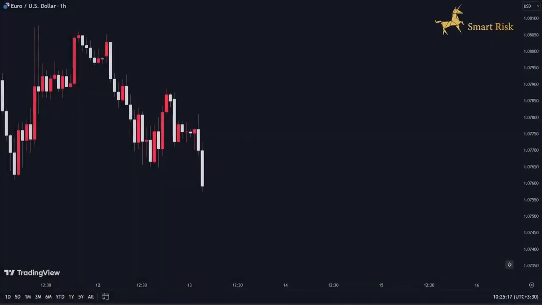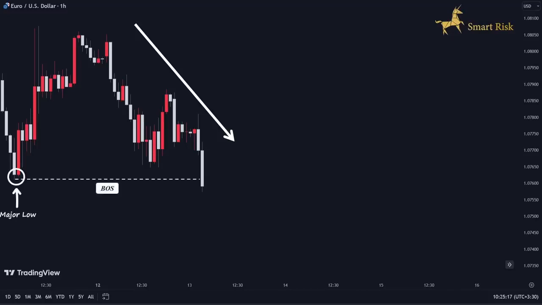So here we have the Euro-Dollar 1-hour chart on the screen. As you can see, price's dominant direction is bearish. For identifying fair value gaps with high probability, firstly, we need to wait for the price to form a valid break of structure. Here, we see that the price pushed to the downside and has broken the previous major low, closing below it. Thus, we have a valid break of structure.